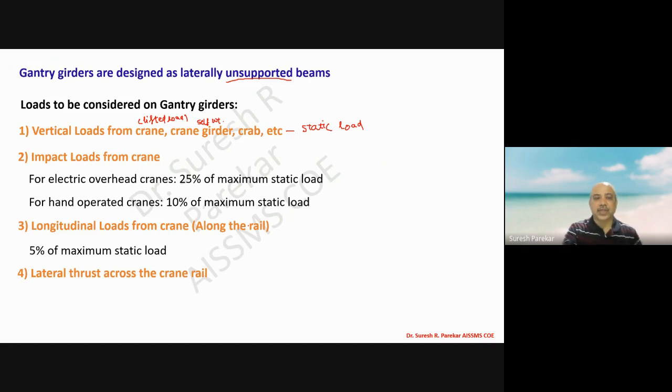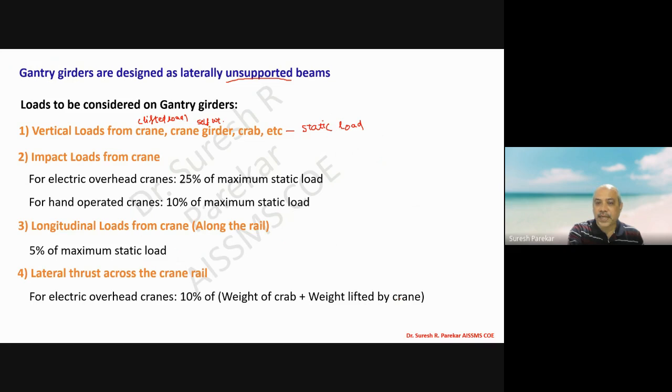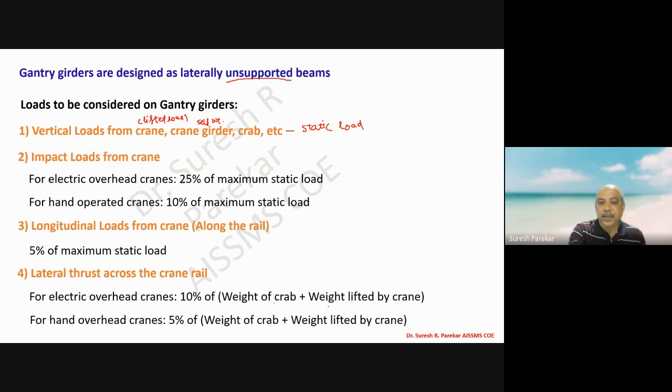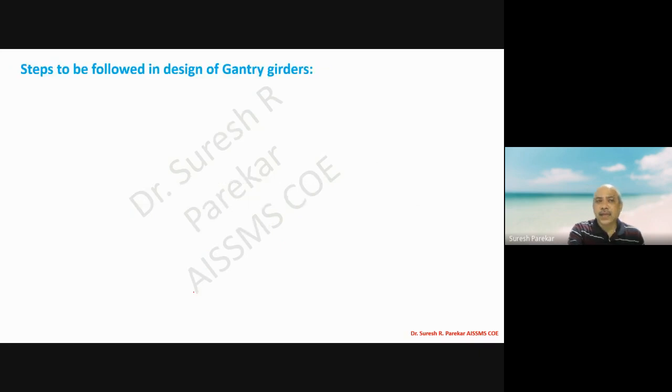Then the lateral thrust across the crane rail, which we require for the M_yy value, from which we determine the moment along the y direction. This value is 10% of the weight of the crab and the weight lifted by the crane. So only two loads: one is the weight of the crab and another is the weight lifted by the crane. Because due to these only, the longitudinal load perpendicular to the crane will be developed, and that will be 5% of the weight of the crab plus the weight lifted by the crane. So these are the loads.